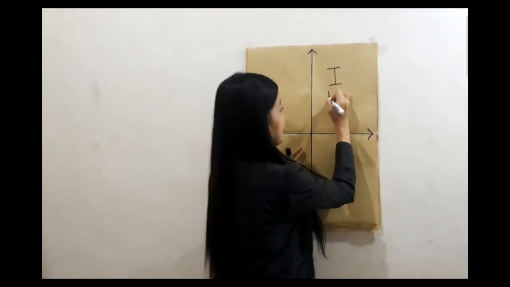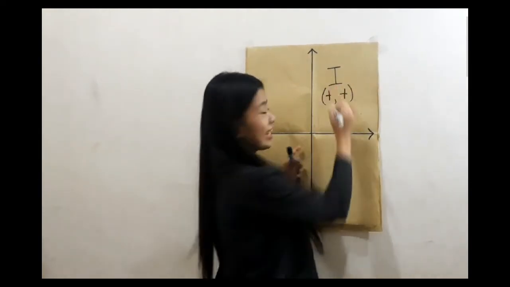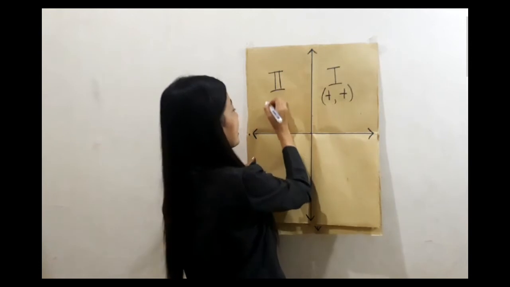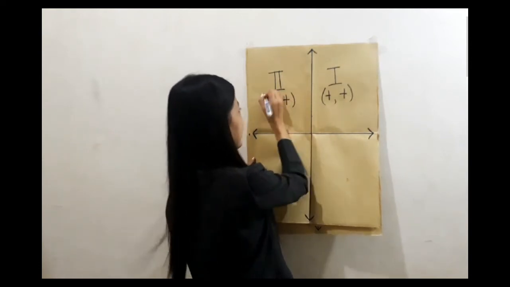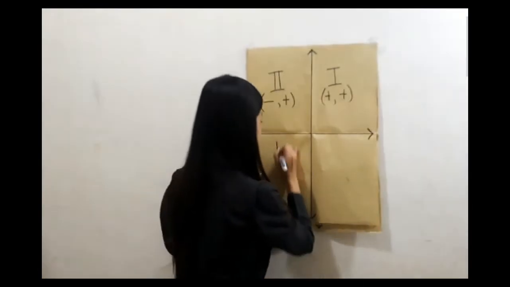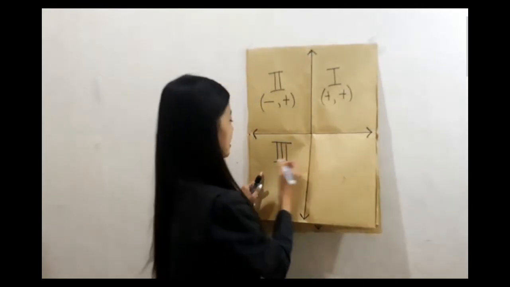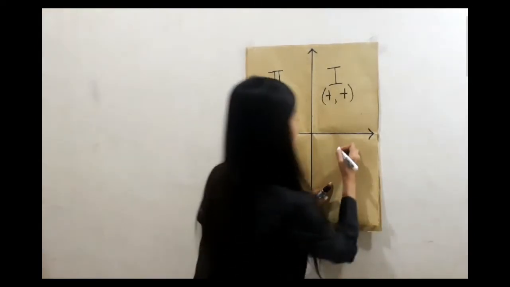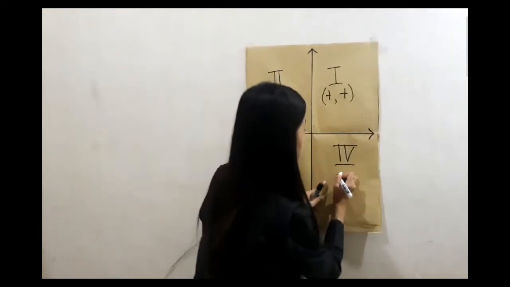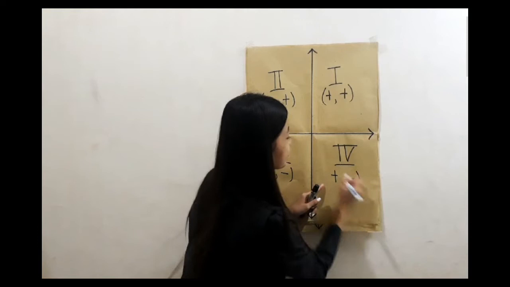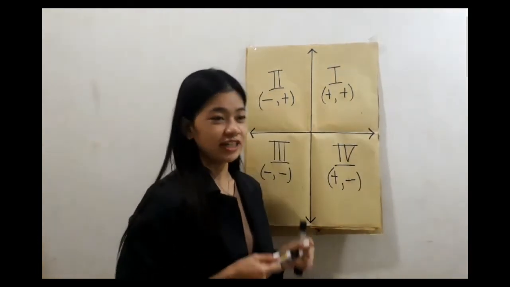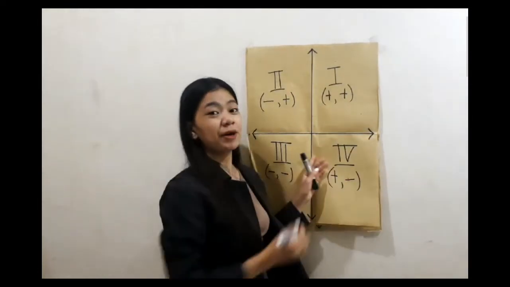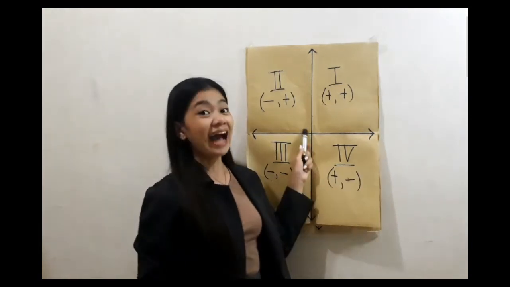which has positive and positive coordinates, and we have quadrant 2, which has negative and positive coordinates, and quadrant 3, which has negative and negative coordinates, and the fourth quadrant, which has positive and negative coordinates. And these two intersecting lines, which are perpendicular to each other, are called the axes.